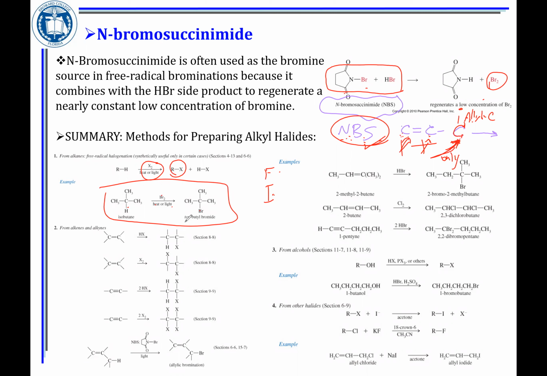Right now we're just looking, as a review, at how to prepare alkyl halides. We know that a free radical chain reaction is one method to prepare alkyl halides. Another method, if you already know about alkenes and alkynes, which you have not learned about yet, is coming in chapter 7.